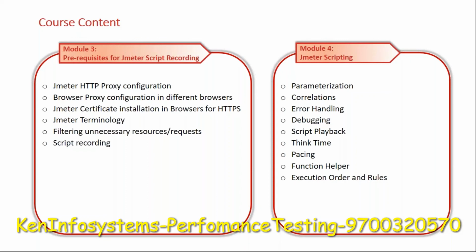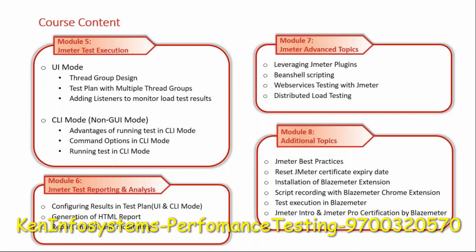then we will concentrate on module 4, which is called JMeter scripting. In the entire course, JMeter scripting is the very important module. All of you guys need to concentrate more on this JMeter scripting, because this is the heart of this course. We will discuss parameterization, correlations, error handling, debugging, script playback, how to implement think time, pacing, how we can leverage the function helper provided by JMeter, and what the execution order and rules are.